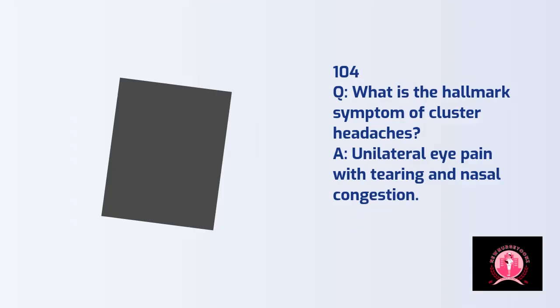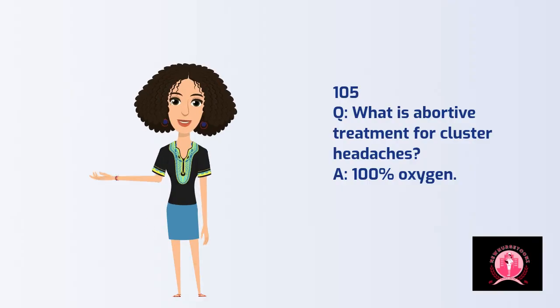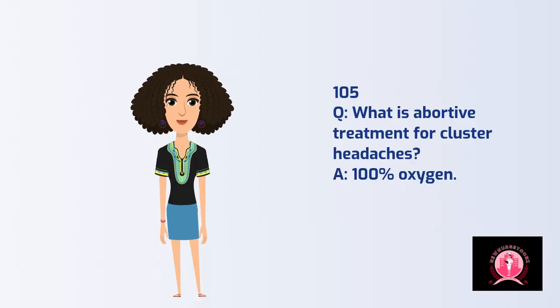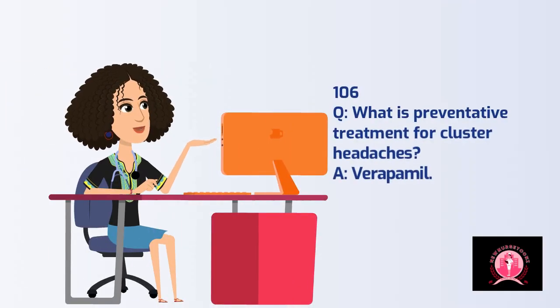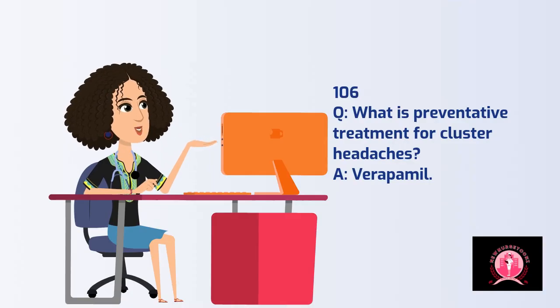104Q. What is the hallmark symptom of cluster headaches? A. Unilateral eye pain with tearing and nasal congestion. 105Q. What is abortive treatment for cluster headaches? A. 100% oxygen. 106Q. What is preventative treatment for cluster headaches? A. Verapamil.